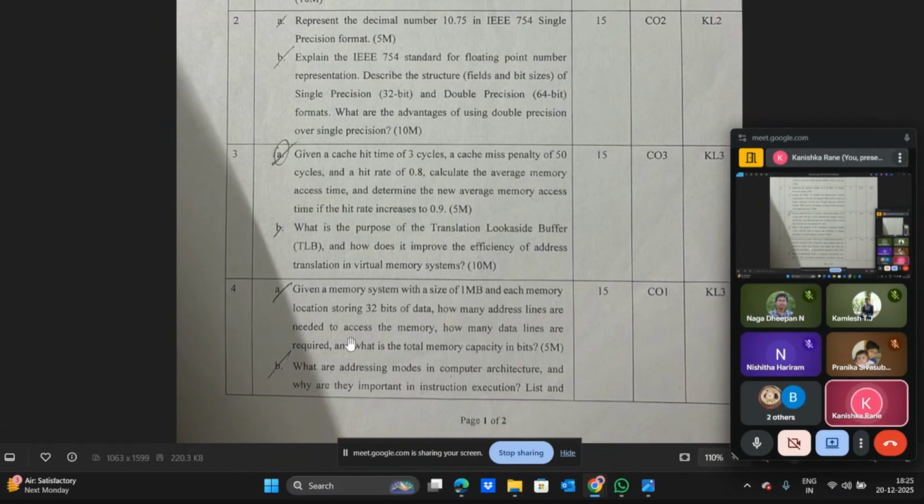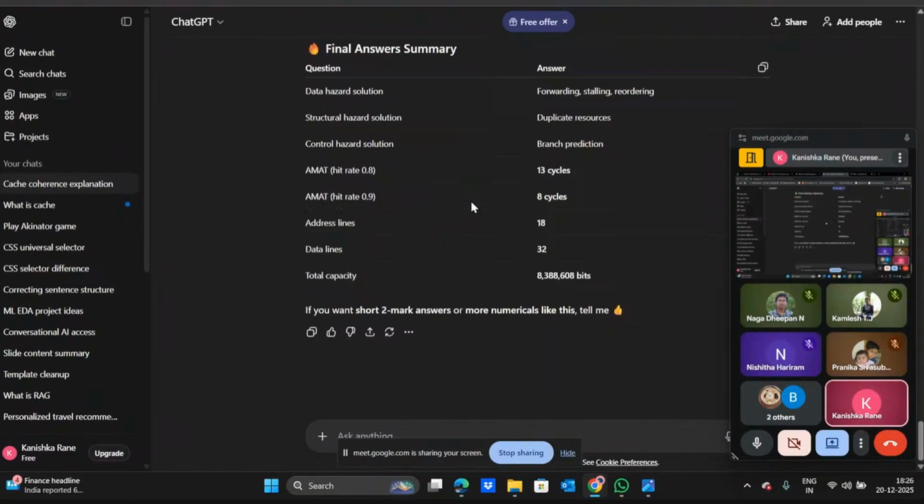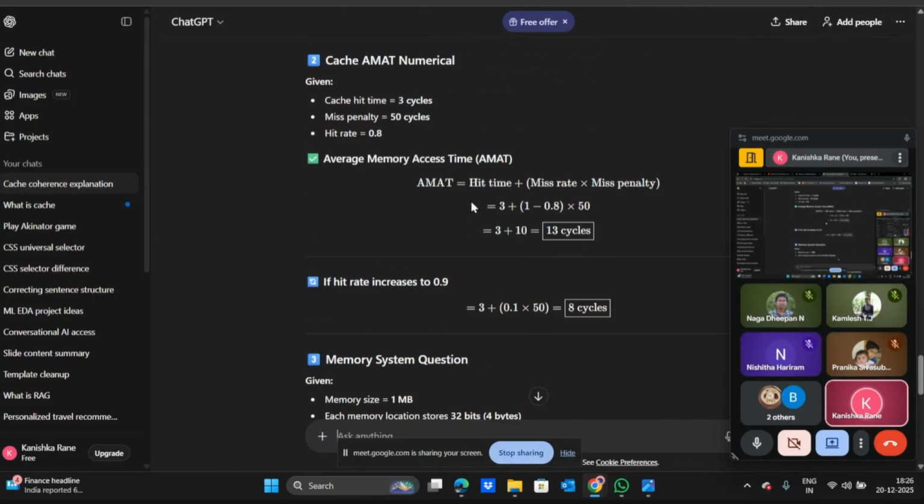Then how many address lines in the mapping. You just need the number of address lines and the number of data lines. For data lines, 32 bits of data are given, so it is 2 to the power 5, 5 data lines. Then address lines, wait a second. One minute guys, I'll show you the calculations. Yeah, this one. I'll explain it from here.